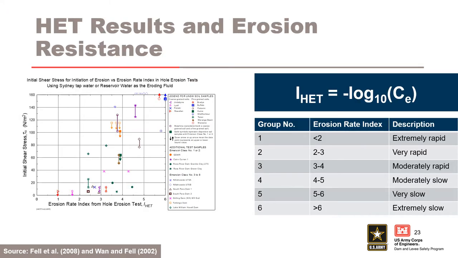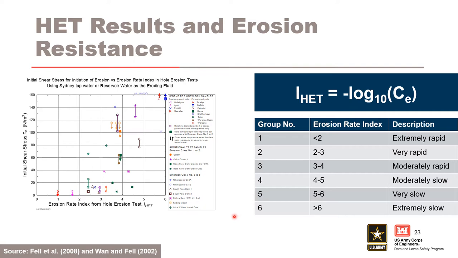Here you see some results of hole erosion tests presented in terms of the initial shear stress that was applied on the sample through the hole, and the erosion rate index from the hole erosion test. The erosion rate index is related to the mass coefficient of erodibility that we saw on the slide that showed the mass erosion rate version of the linear excess shear stress equation. Based on this index, hole erosion test data has also been grouped into categories that describe the erodibility of the soil.